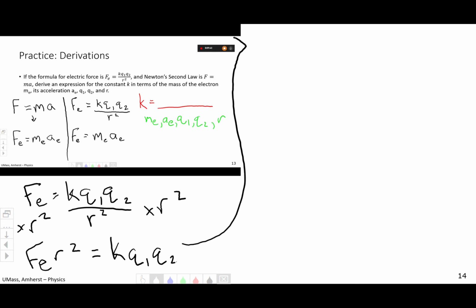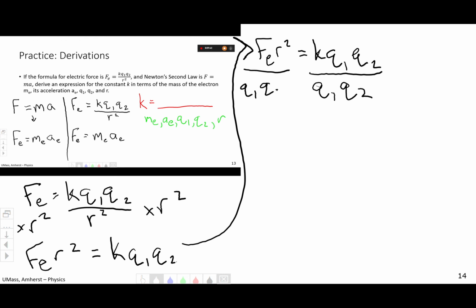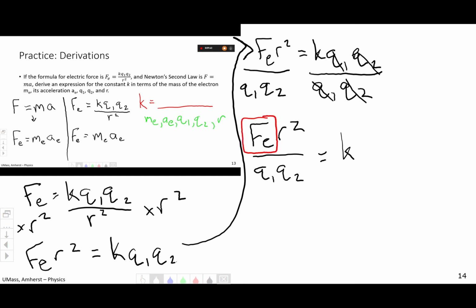So we have Fe r squared equals k Q1 Q2. To get rid of those modifiers, those Q's, I'm going to divide them both at once. You can do them one at a time if you want to, but this just saves time. Divide by Q1 Q2, so these cancel out, and we're left with Fe r squared all over Q1 Q2 equals k. So we're almost there. The only thing that we notice, hopefully, is that in here we have an Fe, and that is not something that we are allowed to use in this formula.